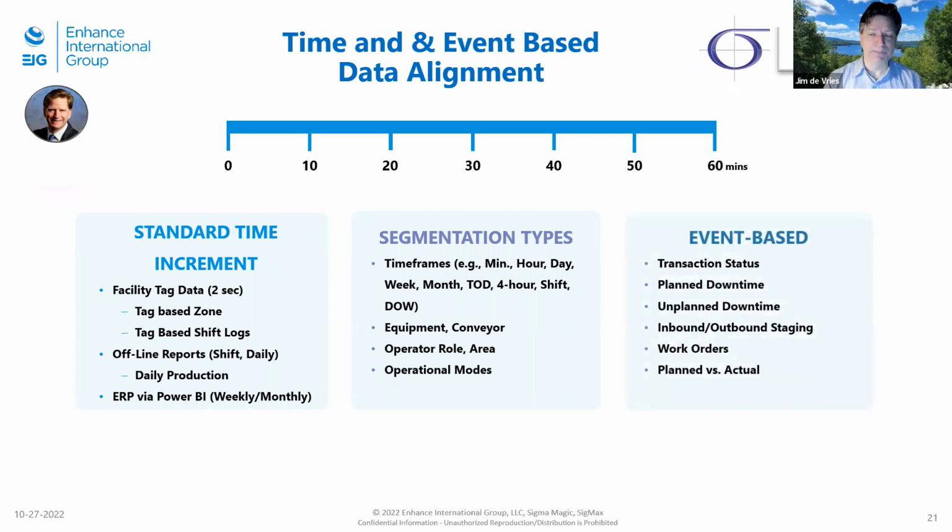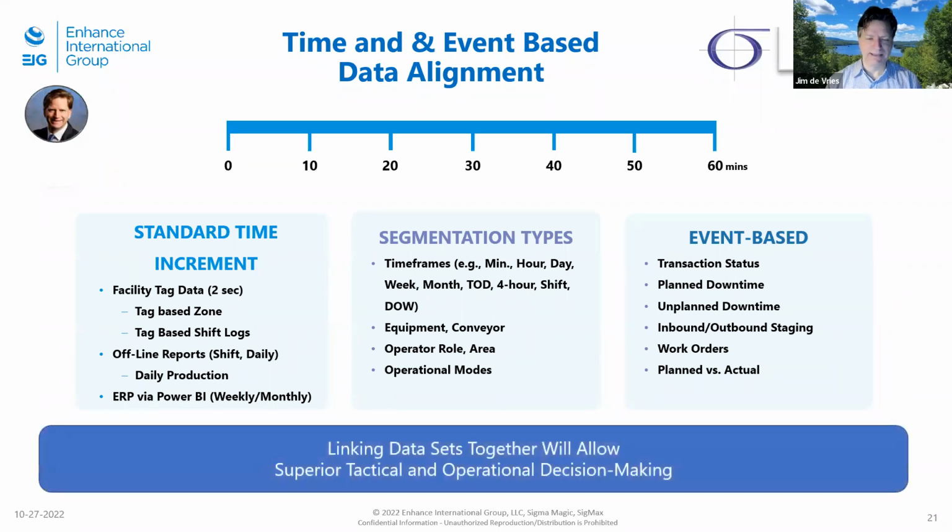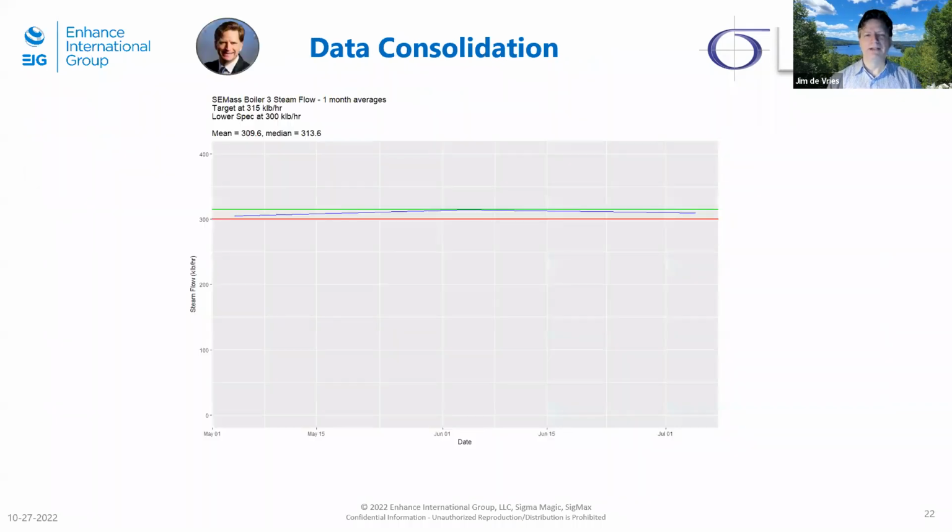Then from an event-based perspective, we want to look at, were there unplanned downtimes, planned downtimes? Was there inbound? Did we speed up the line, slow down the line? Did we do work orders? What did we plan to do versus actual? So trying to tie, again, that time increment data on the left with all the segmentation and events. Tying all these things together will allow for our ability to make superior decisions from a tactical and operational perspective. So let's look at an example.